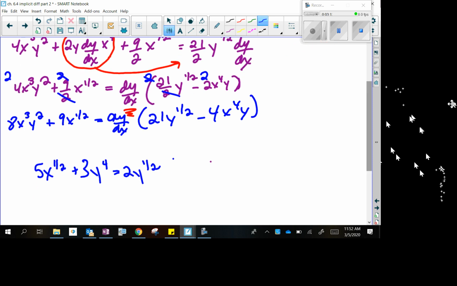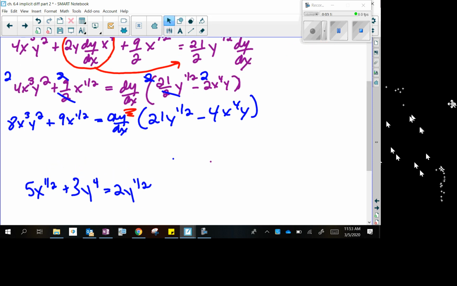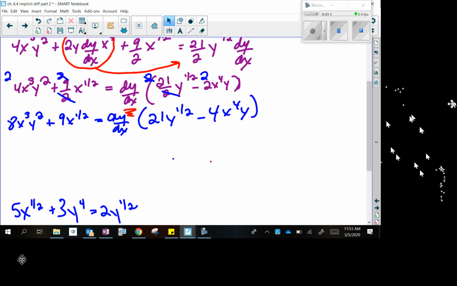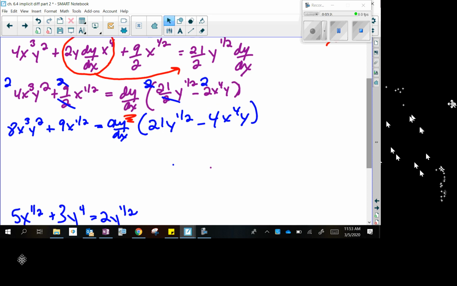Again, you wouldn't have to do it like that. You could go ahead and rewrite both sides to be over 2, but that's just easier when you're dealing with a number. Okay? Does that make sense? I multiplied everything by 2. I could have done it up here when they were all still dy/dx, but I don't have to do that once I've taken it out.